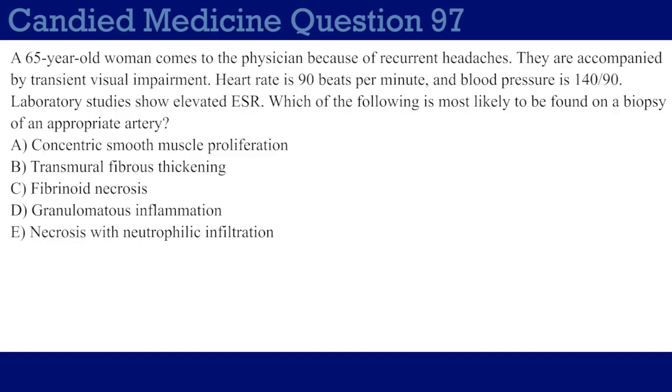Choice A, concentric smooth muscle proliferation. Choice B, transmural fibrous thickening. Choice C, fibrinoid necrosis. Choice D, granulomatous inflammation. Or choice E, necrosis with neutrophilic infiltration. I'll wait 5 seconds and answer the question.